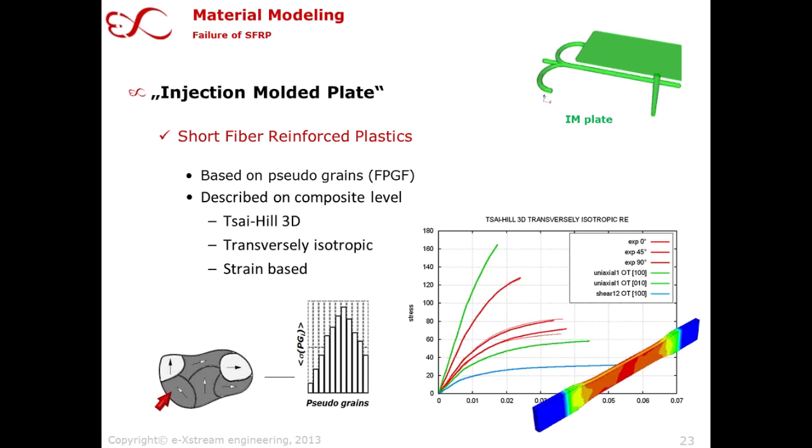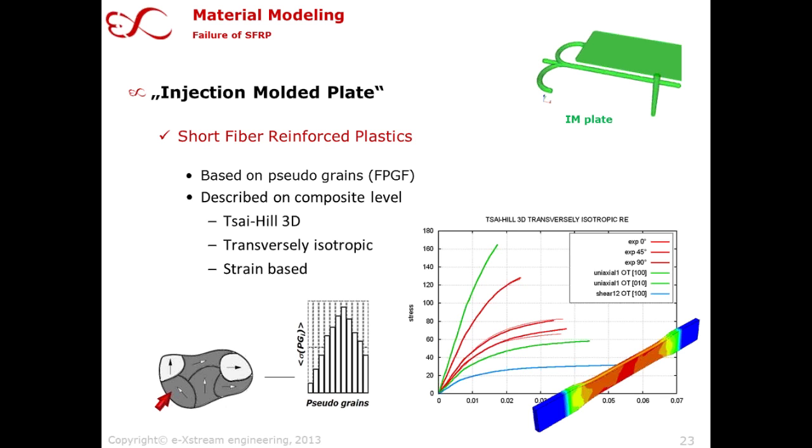So turning to failure that I pointed out, we have some specific model here in Digimat. I think it's quite unique on the market. It's the FPGF model for first pseudo-grain failure. And what's behind it is basically that if you turn to this pseudo-grain level that I have described before, you find that in each pseudo-grain you have a local axis system perfectly aligned with your fibers.